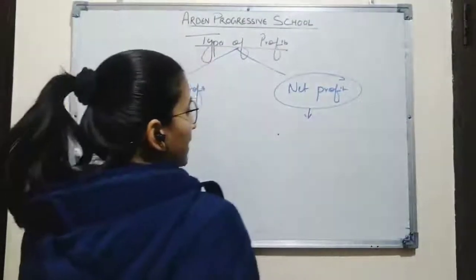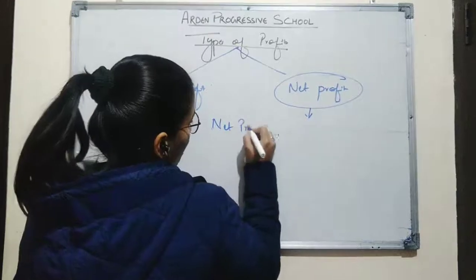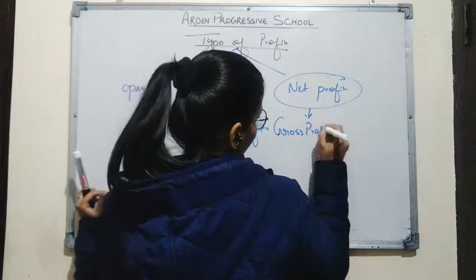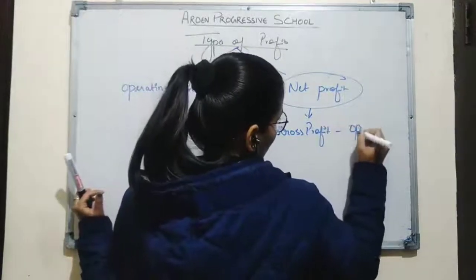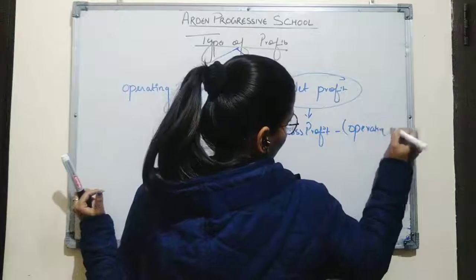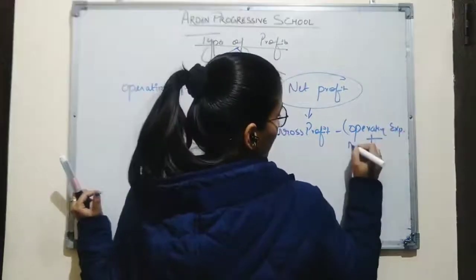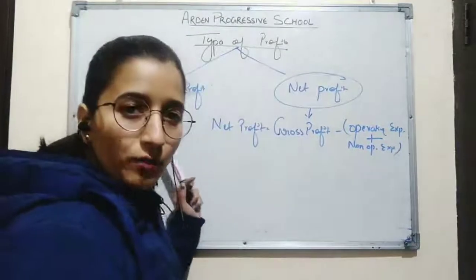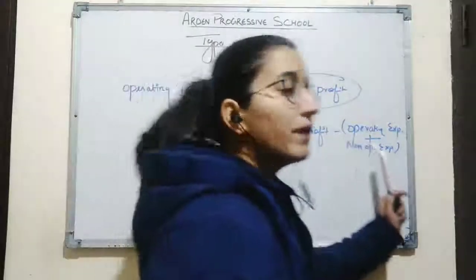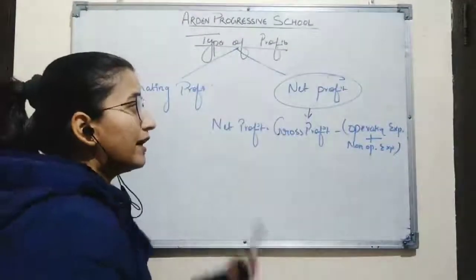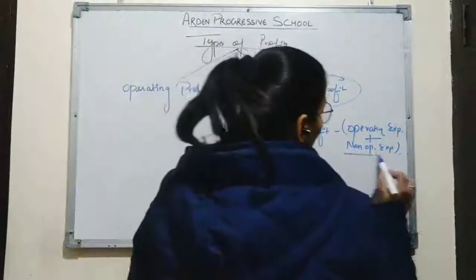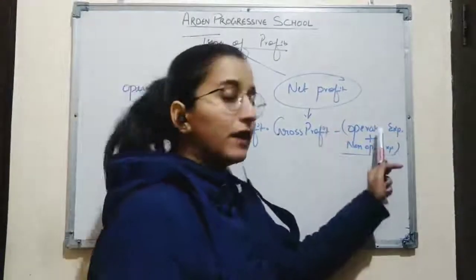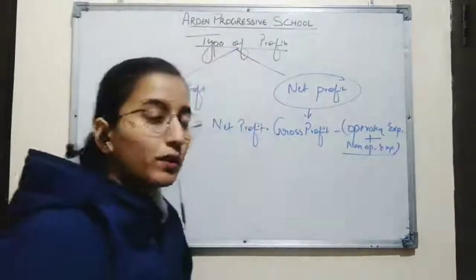So the formula for calculating net profit will be net profit is equal to gross profit minus operating expenses plus non-operating expenses. While calculating operating profit, we were just considering the operating expenses, but here while calculating net profit, we will consider all non-operating expenses also, which means net profit will include operating expenses as well as non-operating expenses.